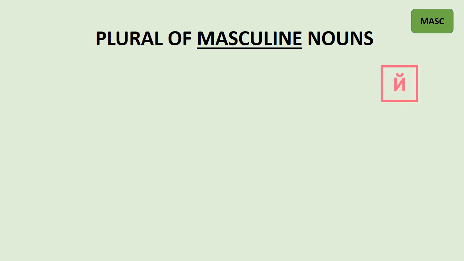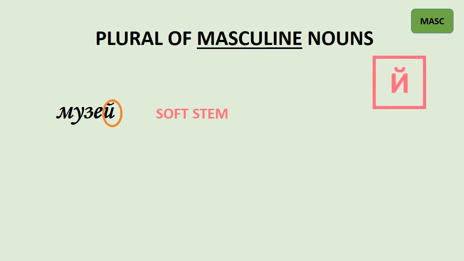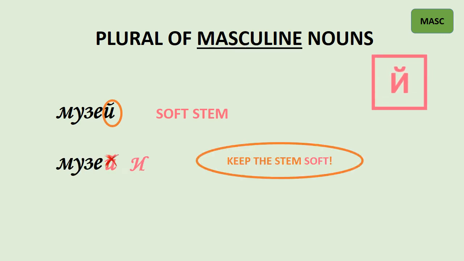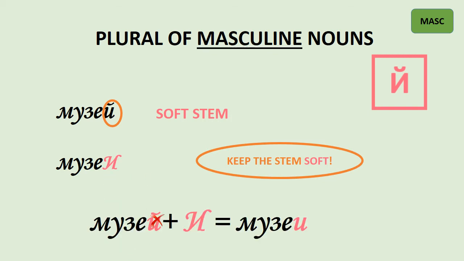If the masculine noun ends in й, we know that the stem is soft. In order to make it plural and keep the stem soft, we need to get rid of the й and add и. So we have музеи. Музей minus й plus и equals музеи.